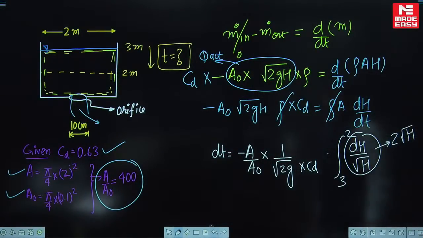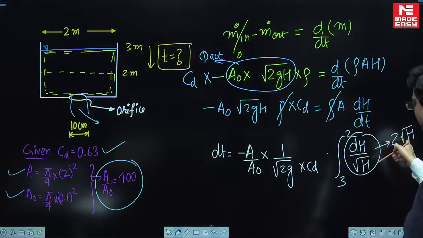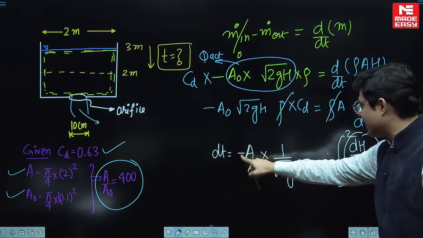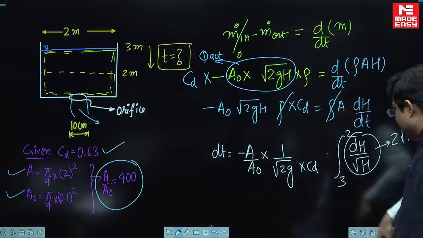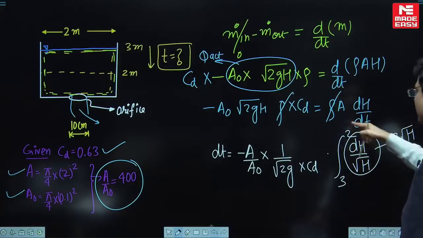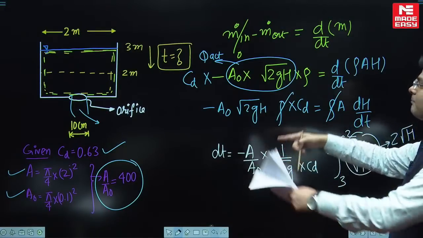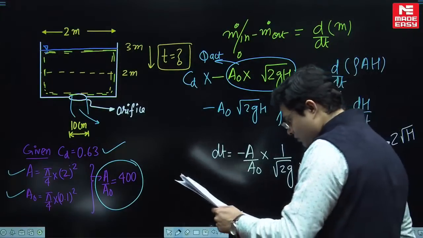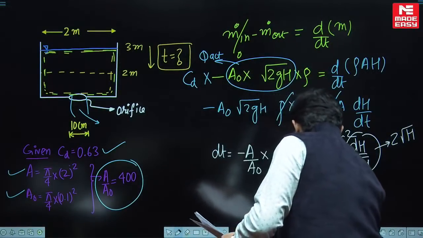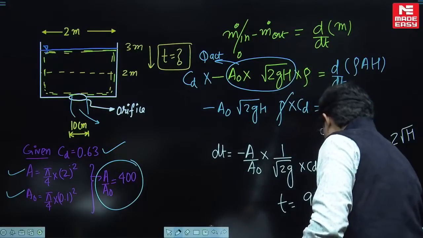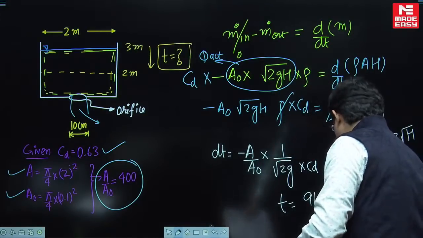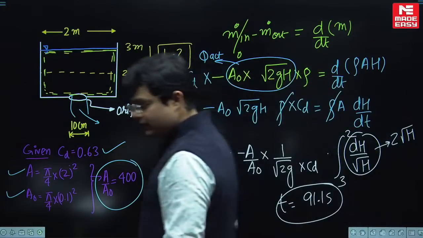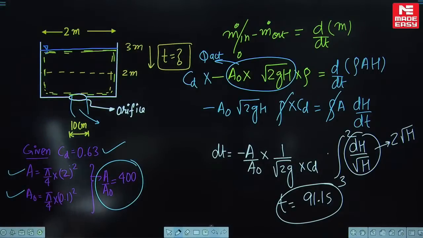Now calculation is your responsibility. This integration will come out to be 2 root h and the minus sign is there. So when you take the minus sign, the limits will get reversed. It will become 2 to 3. Clear guys? Initial height, CD value, everything is given to you. So when you calculate the time from here, this will come out to be 91.1 seconds.